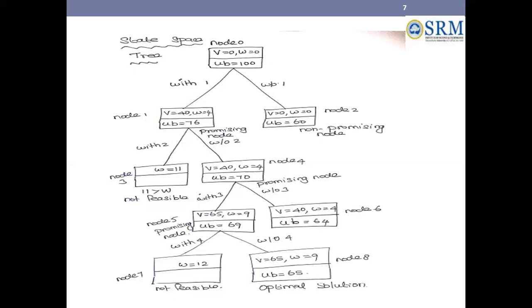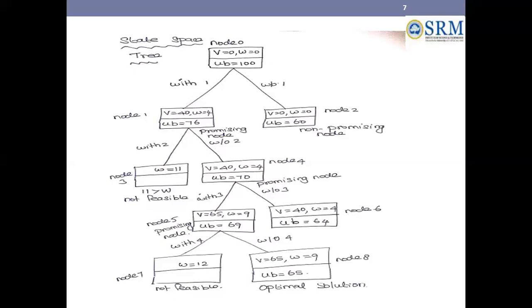Now there are 3 live nodes, node 2, node 5 and node 6. Among these 3 live nodes, node 5 is optimal because it has the maximum UB value 69, which is greater than 60 and 64. Now we are considering node 5 as a promising node that can be expanded to the next level. Now we are taking the fourth item.